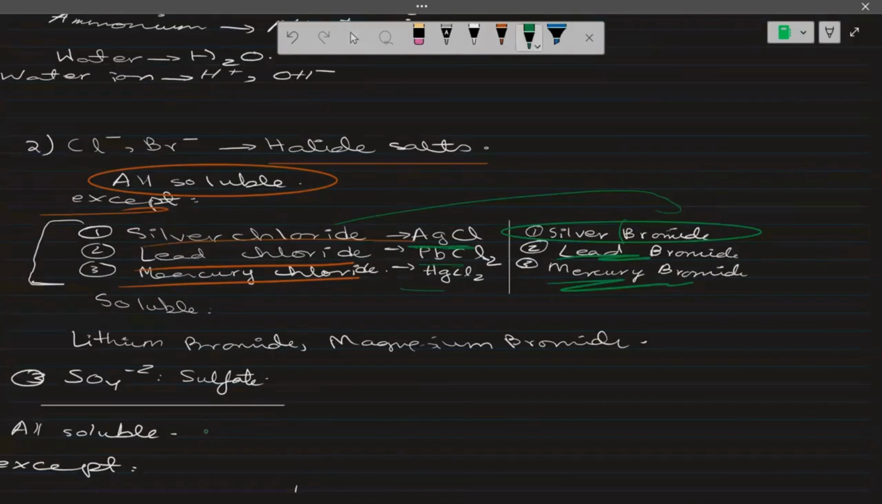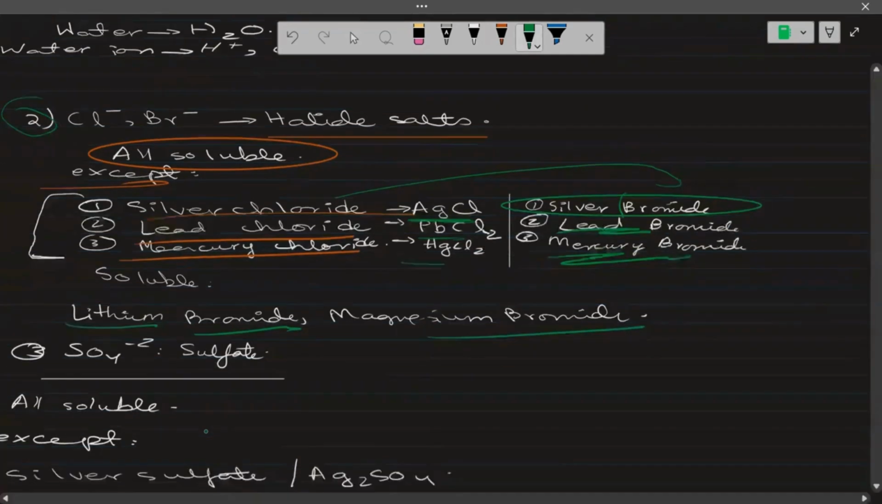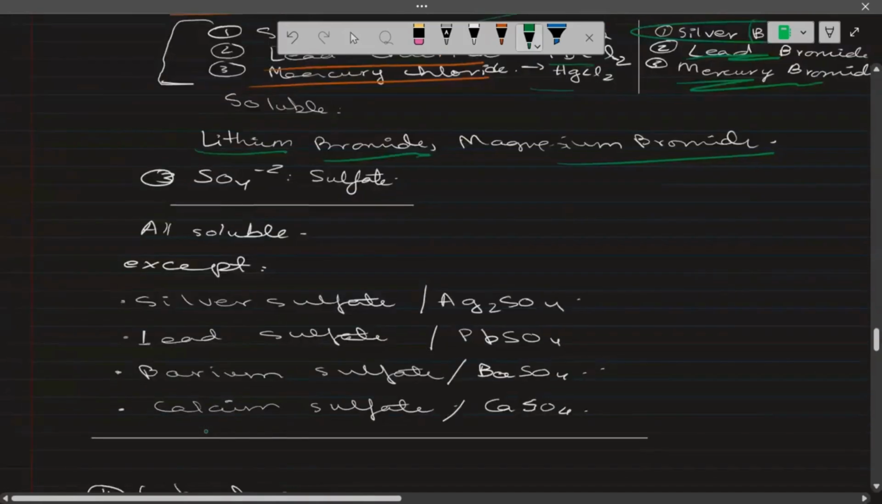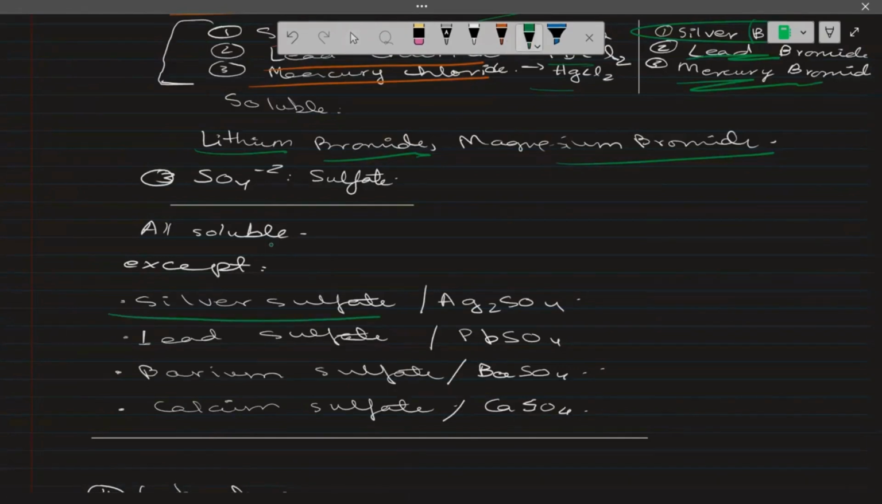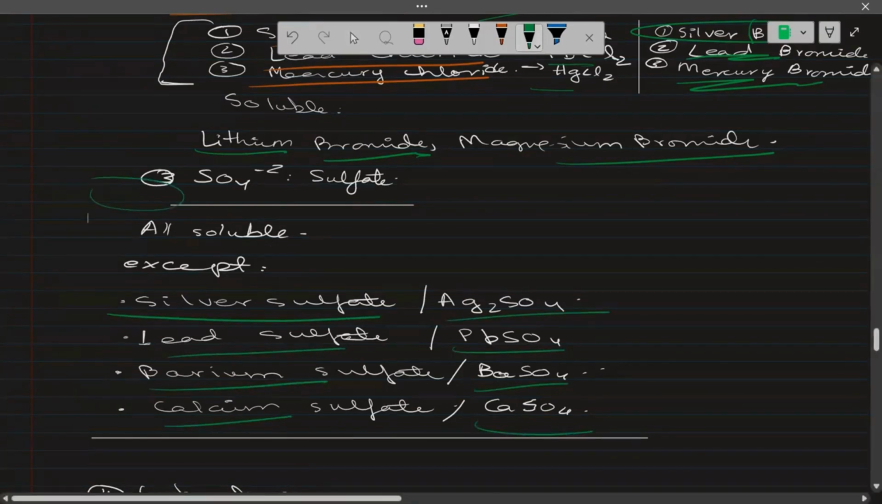Some soluble examples in this second rule are lithium chloride, lithium bromide, and magnesium bromide. These are some soluble salts. Now let's come to the third rule, which is that all sulfates are soluble except silver sulfate, lead sulfate, barium sulfate, and calcium sulfate. Except for these four, all of the sulfates are soluble.